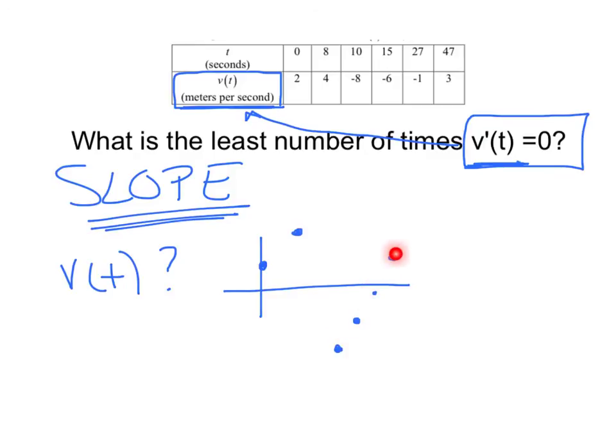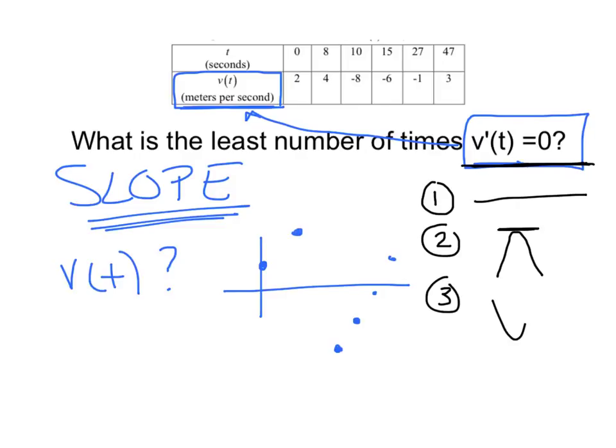All right, so let's think about this. What does it mean to have a slope of 0? Every time we set the derivative equal to 0, that implies one of 3 things. First, and let's get this in our notebook, you could have just a horizontal line. Those have slopes of 0. 2, you could have a max. Every max has a slope of 0. Or 3, you could have a min, because every min has a slope of 0.